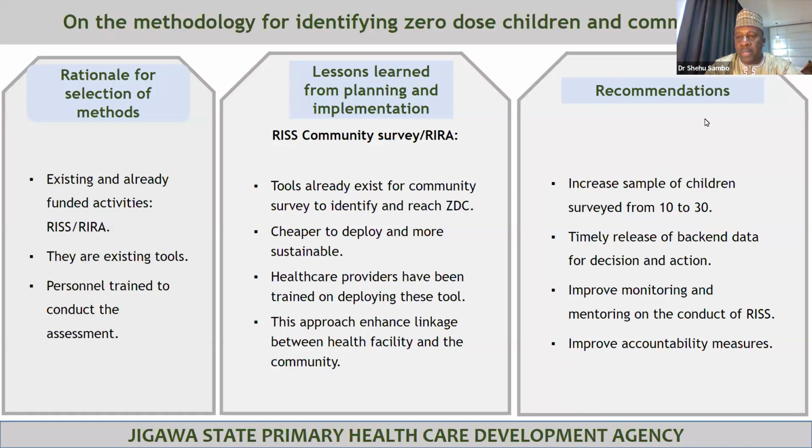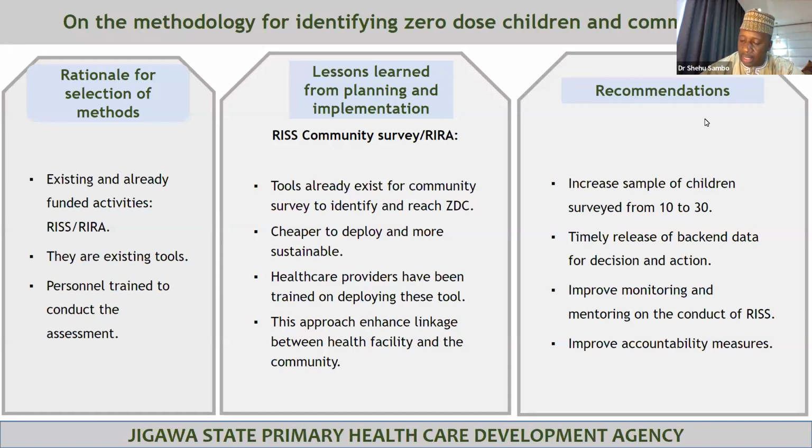So the recommendations now are thinking that we need to sample more children, more than the 10. Because of time, I didn't tell you the methodology, how to select the number of settlements and all of that. So we want the selection to be from 10 to 30, more children to be sampled. Then timely release of back-end data for decision and action. This concerns the nationally driven lot quality assurance.